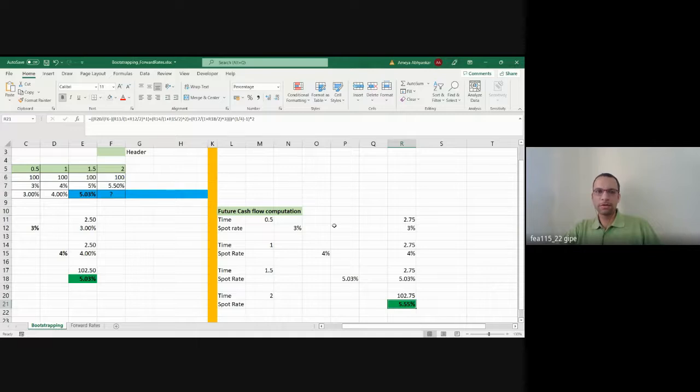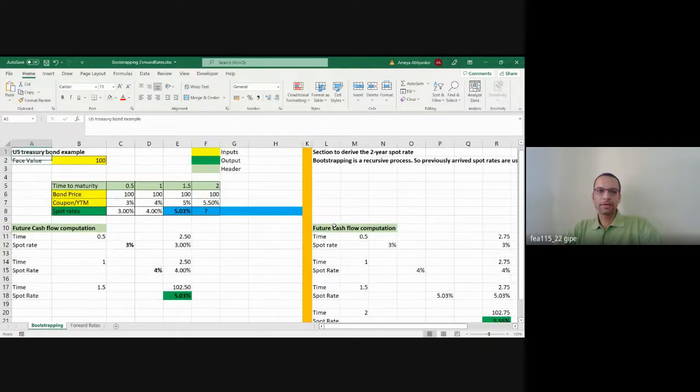Right now it's semi-annual. For quarterly compounding, you may have to divide by 4 and so on. But the approach will not change much. The approach is exactly the same. Now, I have done this just for demonstration, so that's why I've done it for 2 tenors.